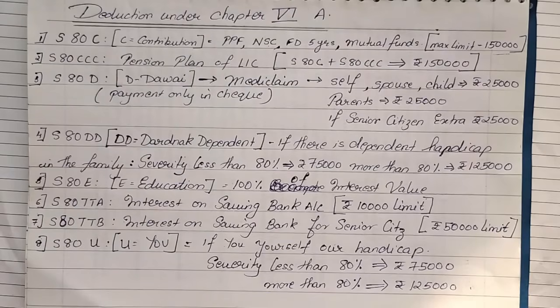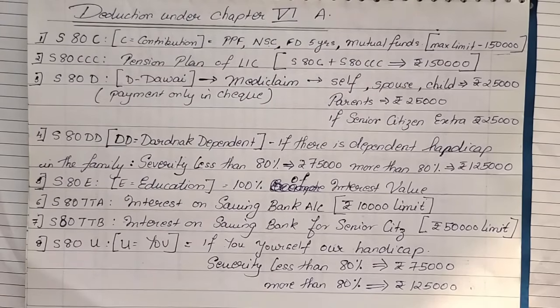80C, CCC is for contribution, D is for dawai mediclaim, double D is dardnak dependent, E is education, TTA and TTB is savings account interest. One is for normal, one is for senior citizen, and U is for you yourself. If you are handicapped, then you can get that particular deduction.